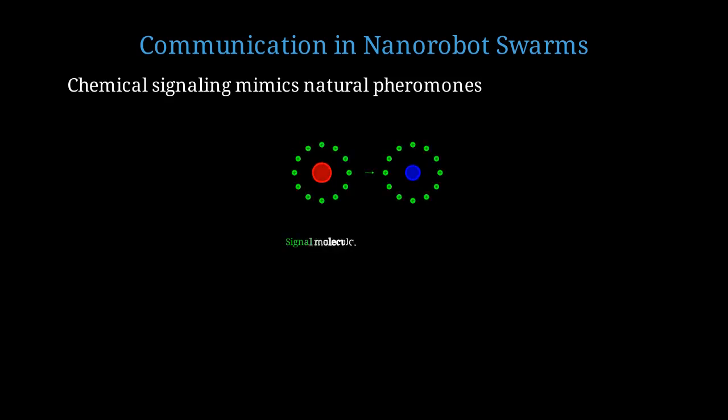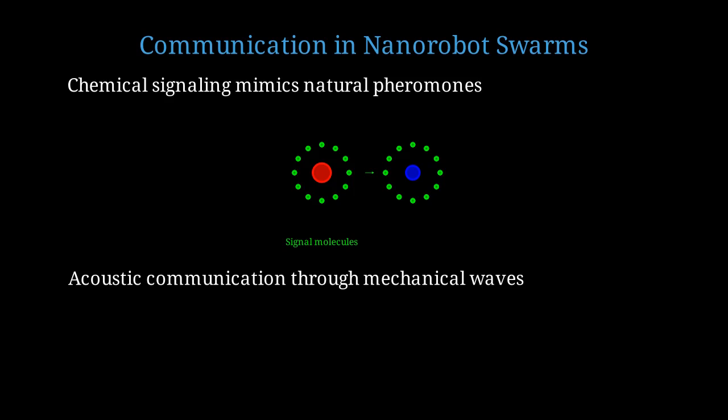A nanorobot releases signal molecules that diffuse outward. Other nanorobots detect these molecules and respond accordingly. Concentration gradients encode spatial information. Acoustic or ultrasonic communication is another option. Nanorobots could emit and detect mechanical vibrations propagating through the medium, enabling faster information transfer than chemical diffusion.